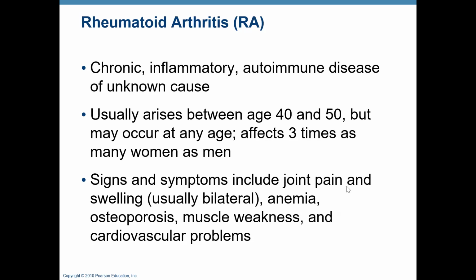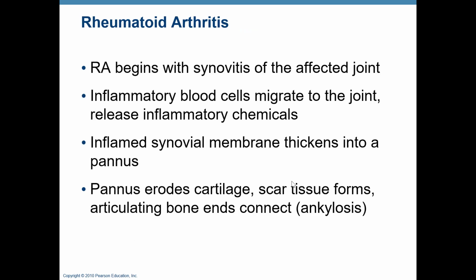Symptoms include joint pain, swelling, anemia, which is low oxygen carrying capacity, osteoporosis, which is your bones becoming more brittle, not as thick and dense as you get older. Muscle weakness and cardiovascular problems are signs and symptoms. So what's going on? Your white blood cells are attacking tissues within the joint, and you're going to put scar tissue in its place, which will restrict movement.